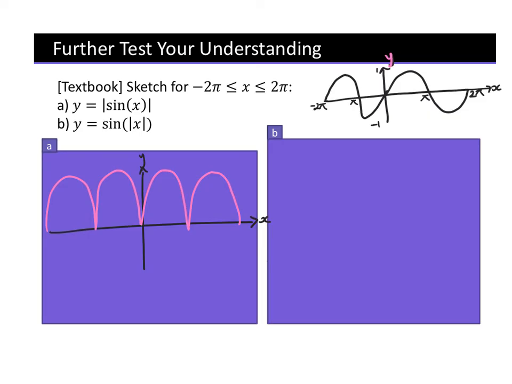And we're going to have, this is still going to be pi, this is 2 pi, minus pi, minus 2 pi, and we're going to have a maximum of 1, and our minimum is now 0.